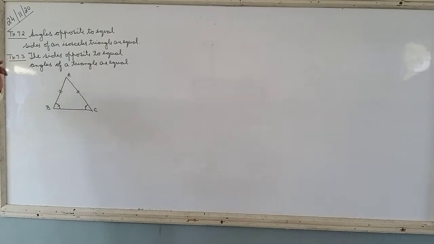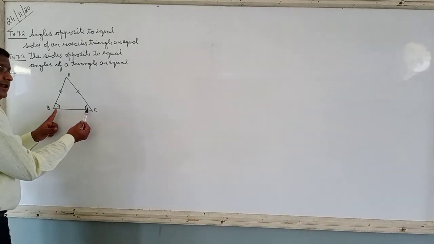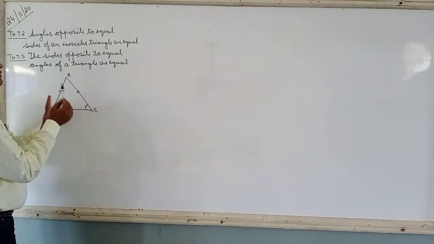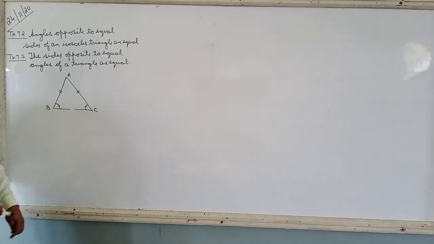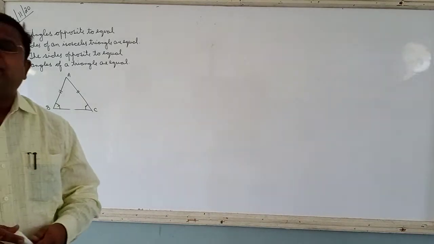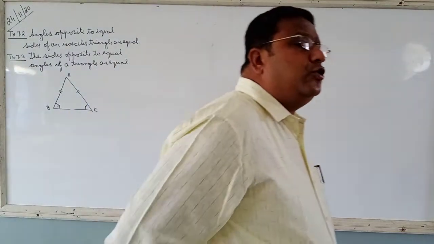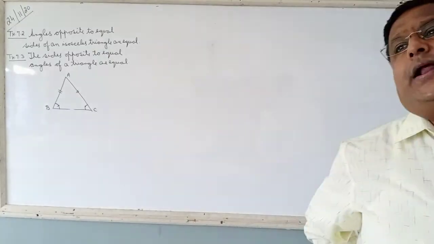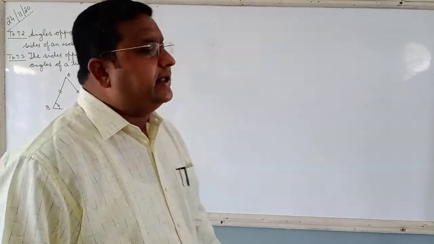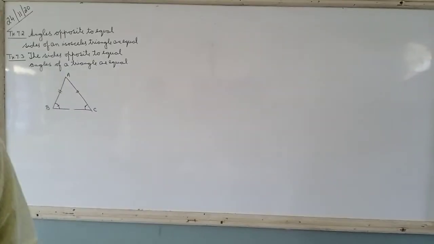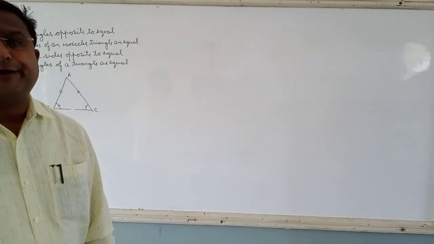And 7.3 is just the converse of this. The sides opposite to equal angles of a triangle are equal. If two angles are equal, then the sides opposite to them are also equal. That is the property of an isosceles triangle. We have been using it since lower classes. Clear? Now today we are going to discuss these two properties and apply the congruency of triangles using these two properties.